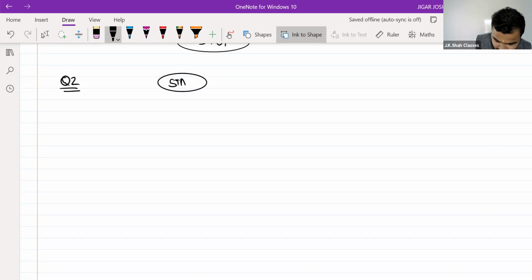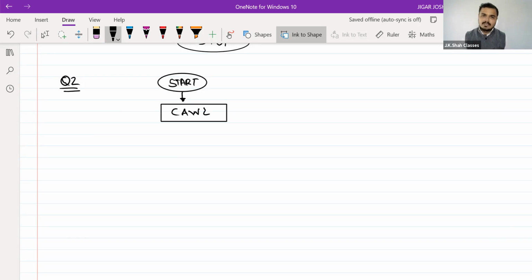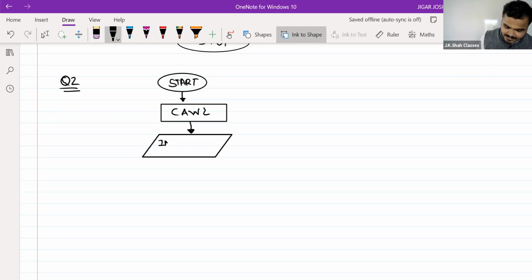Start with what? Sir, start only. After start, very simple. We need to make a process box which should indicate CAWL, clear all working location. Understood? Yes, sir. After that, my dear child, the next step will come. Sir, what is the next step? Taking input, yes or no? Yes, sir. We have to take the input from the user. Agree? Yes.